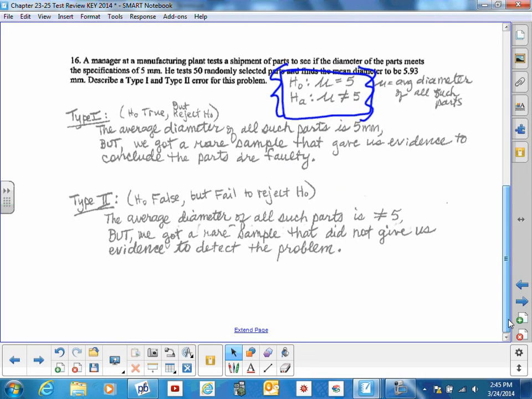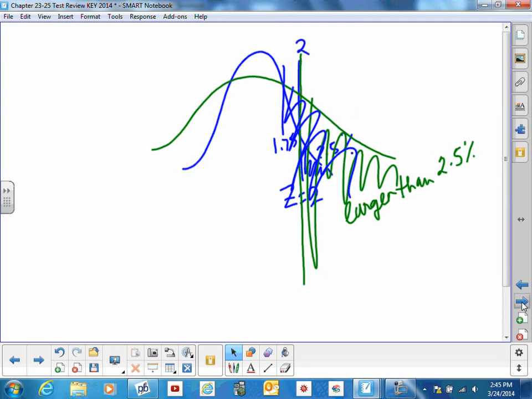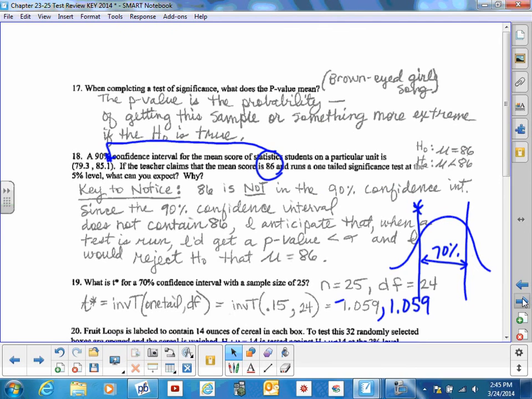So here's the type 1 and type 2 error, which you know the foundational concepts of. All right, so you can read that, and I don't think I really had any questions on that. So let's go on to number 17.